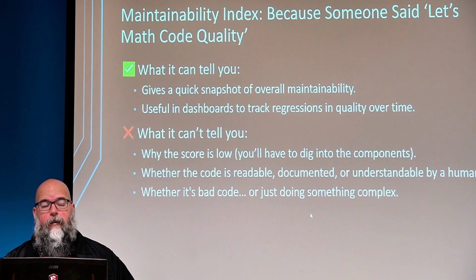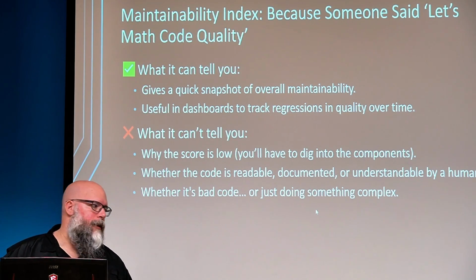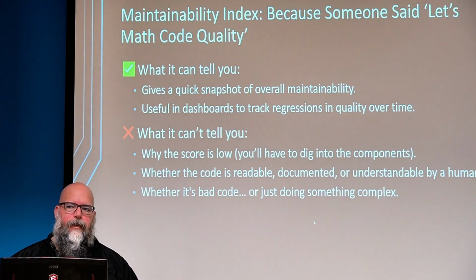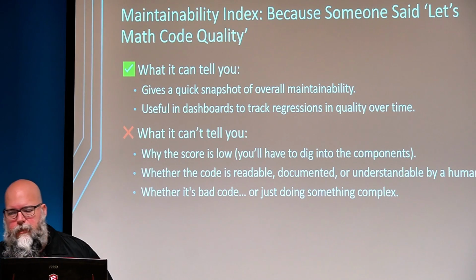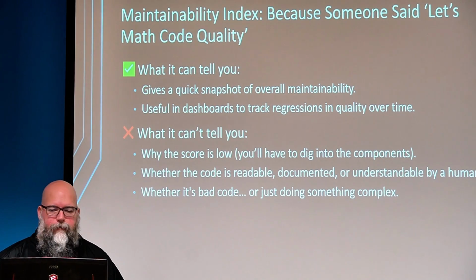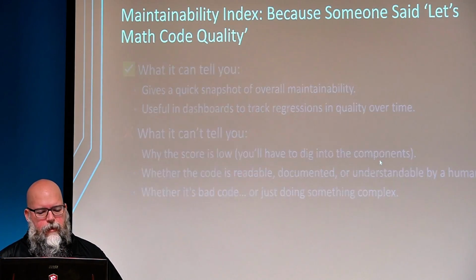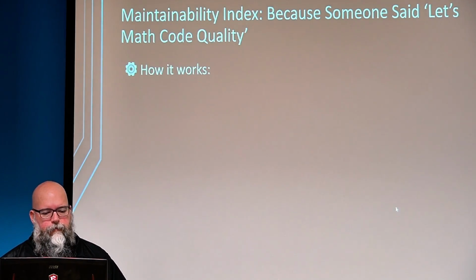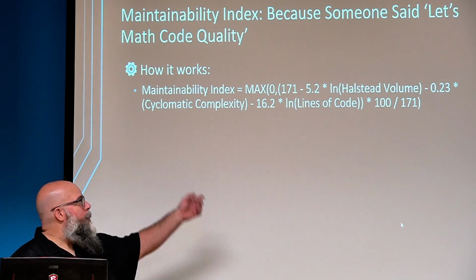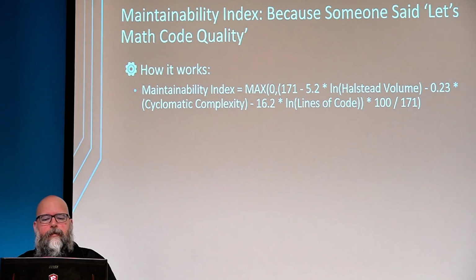It's not going to tell you whether the code itself is actually bad, or it's just doing something complex. You could end up with complexity that's just a lot of left-right code, and that just might be what's needed to actually get the job done. But yeah, that code is not necessarily bad. It's just complex. So, how it works. Are you ready for the math? This is the formula that Microsoft uses to calculate maintainability index.